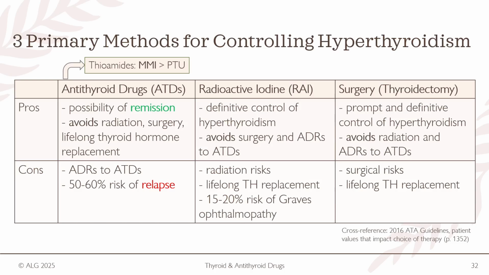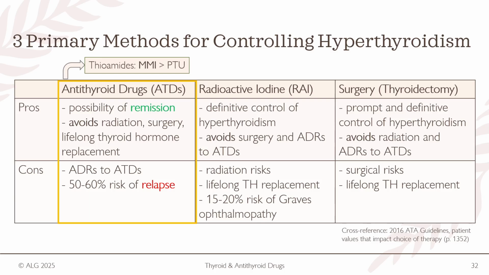On this slide, I created a table with references from Katzung and the American Thyroid Association guidelines. In this table, you can see how patients choose among the 3 primary methods for control of hyperthyroidism. With antithyroid drug therapy, our mainstay is methimazole. Advantages of choosing oral methimazole include the possibility of remission after 1 to 2 years of treatment, as well as avoidance of radiation, surgery, and lifelong thyroid hormone replacement. However, there could be adverse drug reactions during the treatment and a high risk of relapse after discontinuing the drug.